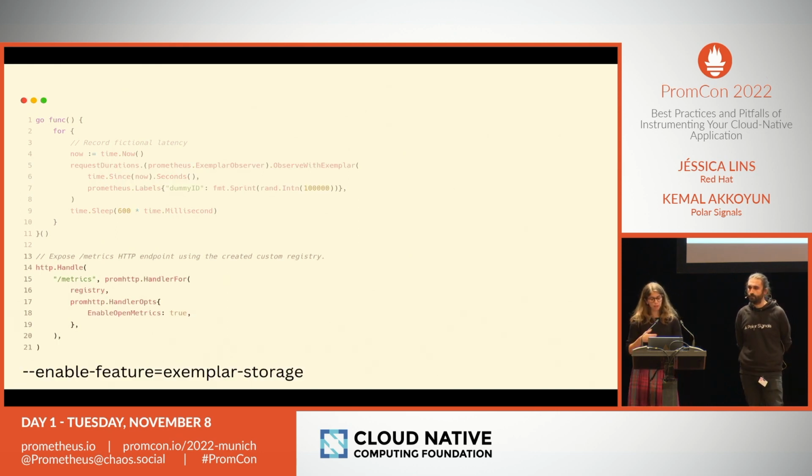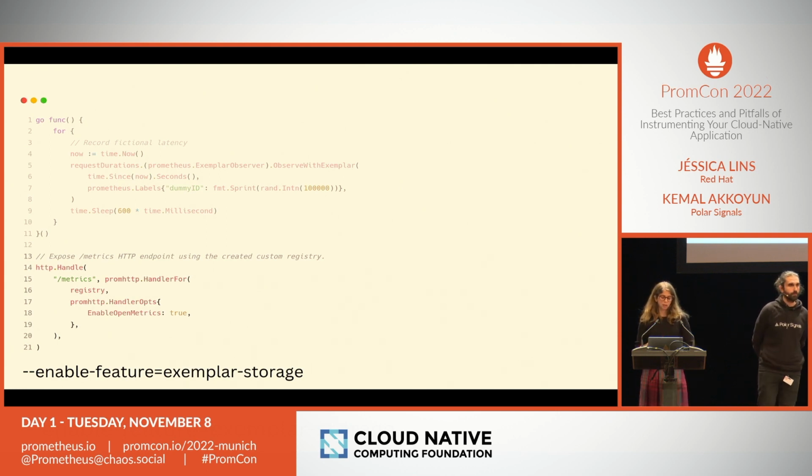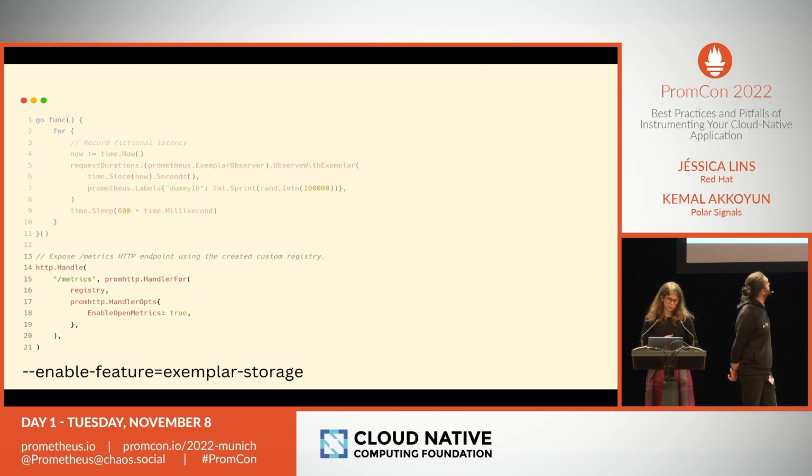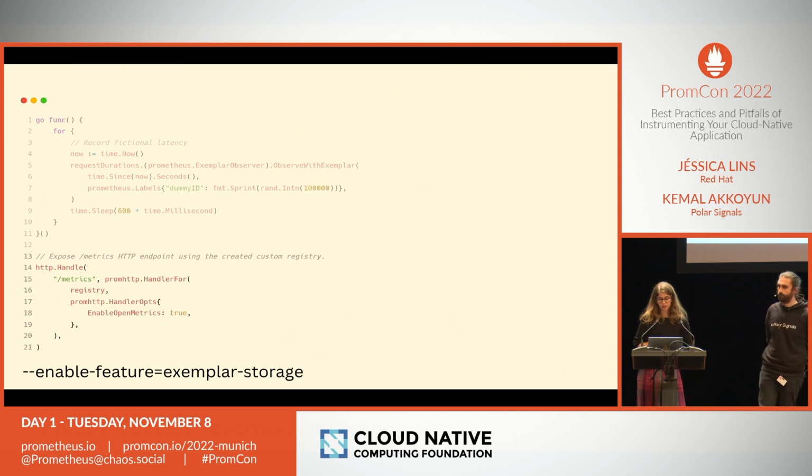Very important is to also make sure you use the option enable open metrics. You pass this in your handler opts from the Prometheus HTTP package in your handler, and then you set this to true. And in your Prometheus configuration, you should use the enable feature flag set to exemplar storage. Then you make sure that you can query those exemplars. And again, exemplars only support, as far as I know, for now, the open metrics format. That's why we need to set this option there.